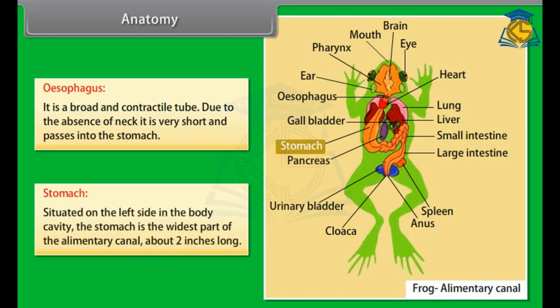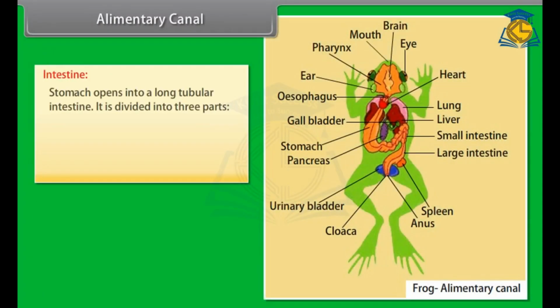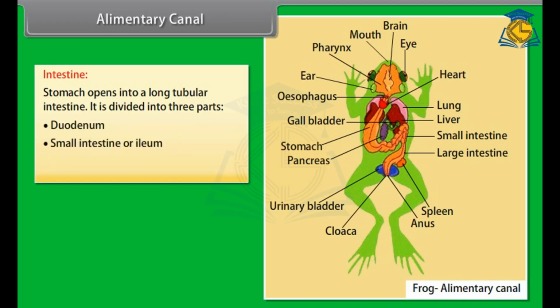Stomach. Situated on the left side in the body cavity, the stomach is the widest part of the alimentary canal, about 2 inches long. Intestine. The stomach opens into a long tubular intestine. It is divided into 3 parts: duodenum, small intestine or ileum, and large intestine or colon rectum.